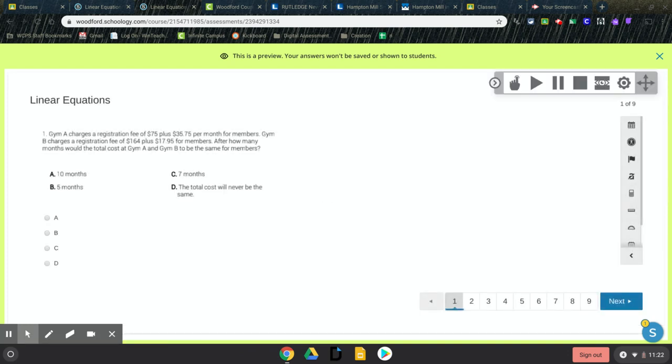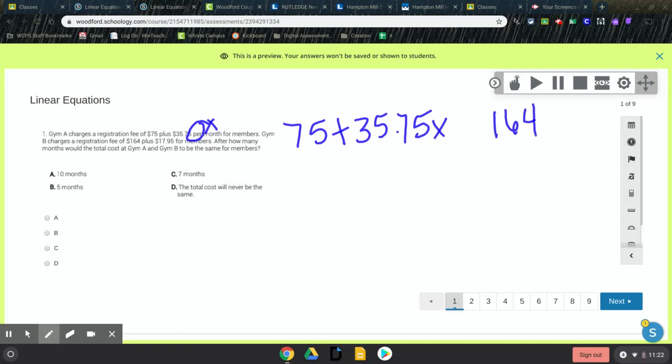Question number 1. Jim charges a registration fee of $75 plus $35 per month. That word per makes me think about multiplication. I'm probably going to represent the number of months with x. It's going to be something like 75 plus 35.75x. Jim B charges a registration fee of $164 plus $17.95 per month for members.